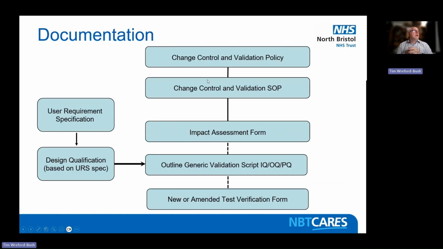Okay, so documentation. User requirement specification. Design qualification based on the URS. That goes to the outline generic validation script. So you've got your IQ, your OQ, your PQ. So you've got your change control validation policy, change control and validation SOP, impact assessment form, and then new and amended test verification form.